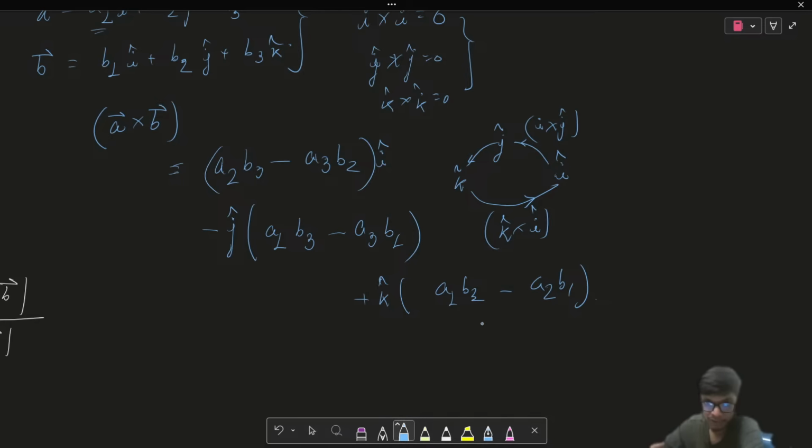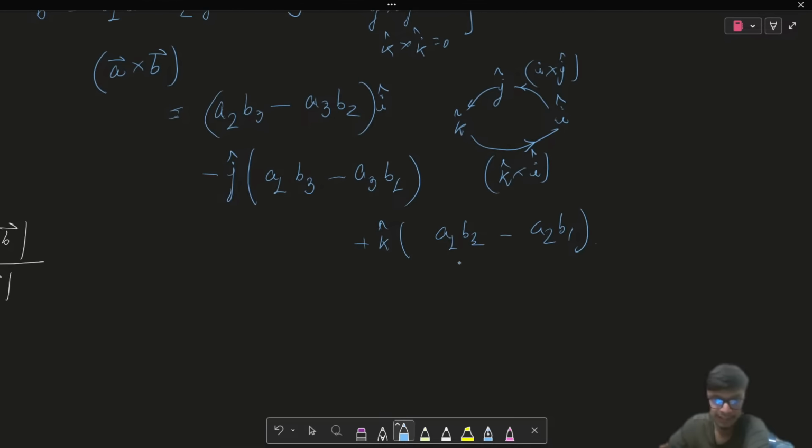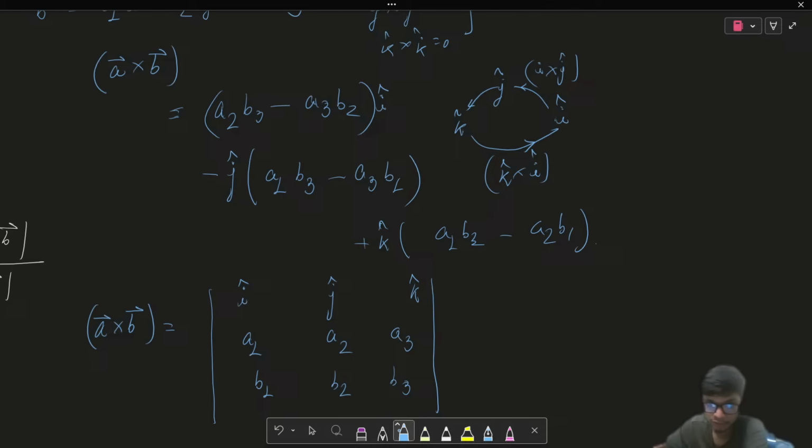Now if you look at this expression, we can write it in a very simplified notation, that is a determinant form. We can write this in a simple determinant form, something like this, where the rows denote the individual components of my vectors. This gives me the result of the cross product. So this is how you can perform the cross product in terms of the vector components.